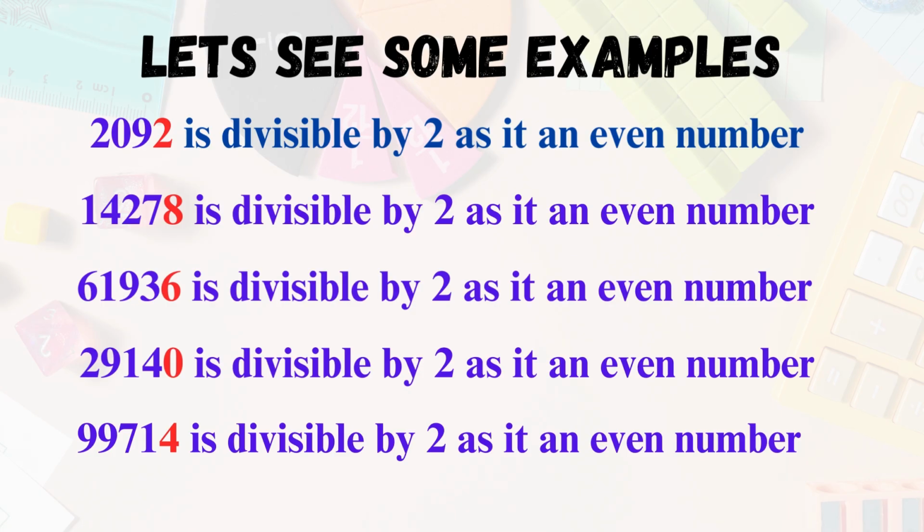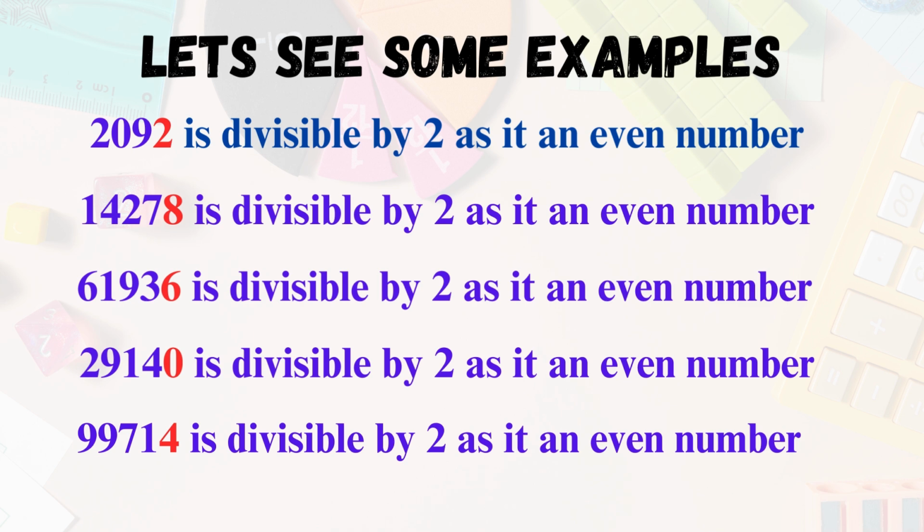So let's see some examples. The first number that we have, 2092. In the ones place you have a 2. That means this is an even number and this is divisible by 2. So the next number, 14,278. In the ones place or the last digit is 8, which is an even number, so it is divisible by 2. That means if you divide it actually, you will see there will be no remainder.